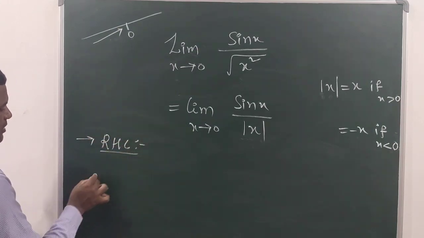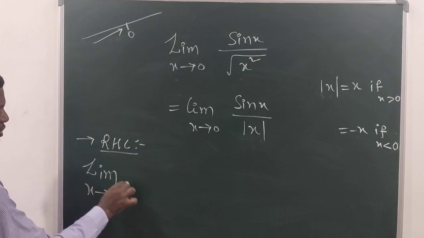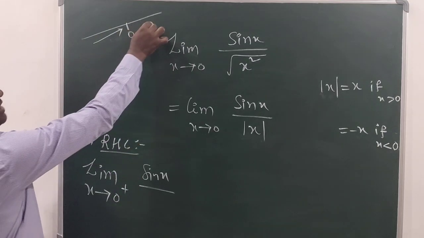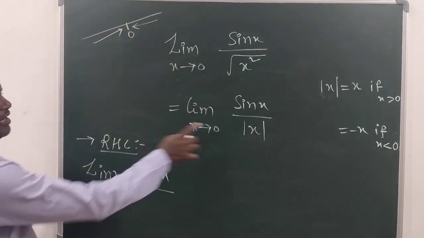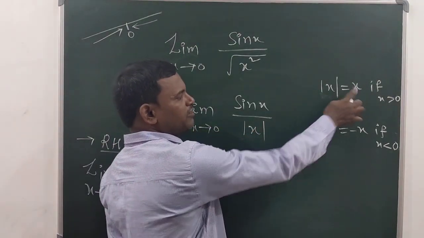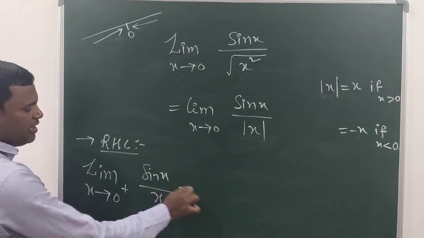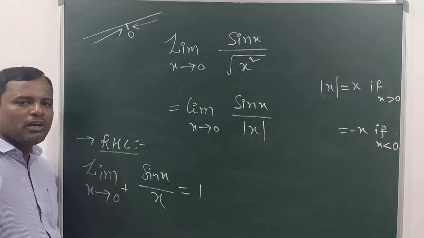Right hand limit. So for the right hand limit, limit x approaches 0 plus. Now sin x by |x|, where 0 plus means x is approaching 0 from the right side of 0. It means x value is positive. Whenever x value is positive, mod x is equal to x. Now it is going to be plus 1 as per the standard formula.